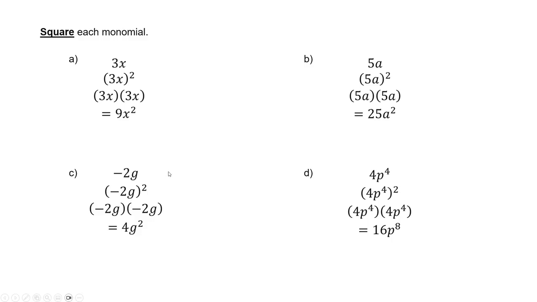Question C, negative 2g. So we're asked to square this entire negative 2g term. Again, we'll put the negative 2g inside brackets and raise that entire term to the exponent 2. And then we can rewrite it. Negative 2g times negative 2g. Negative 2 times negative 2 is positive 4. G times g is g squared, for a final answer of 4g squared.